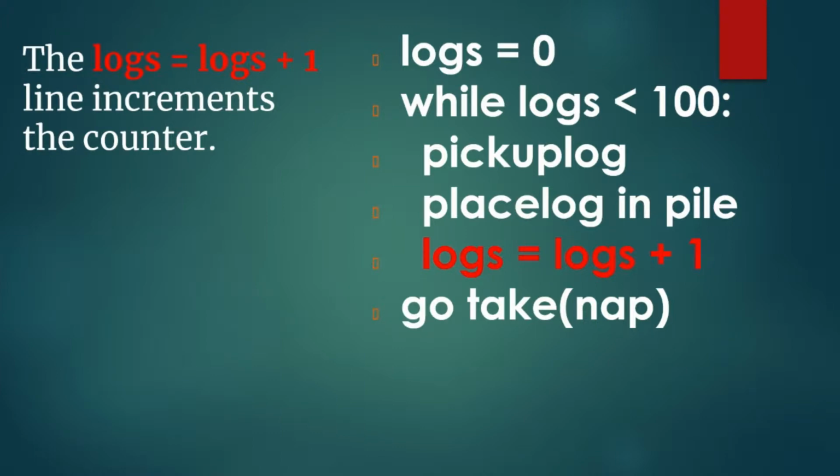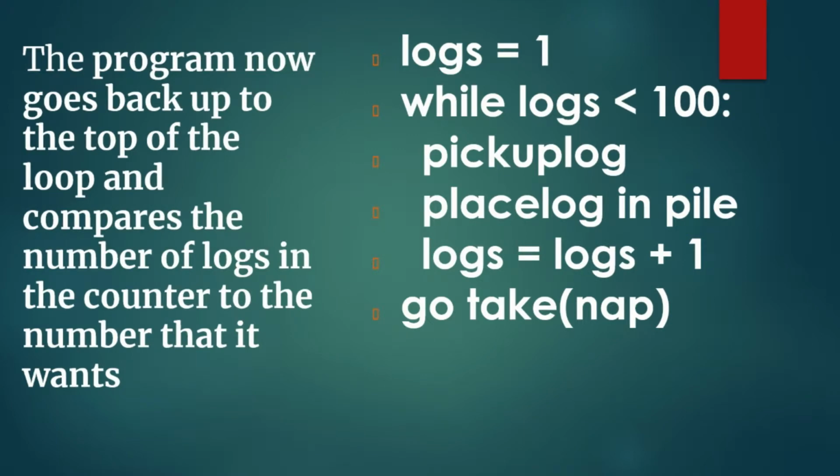We come back to this while, okay, that's less than 100. So we're going to pick up our log, place it in a pile, add it to our counter, and go back to the top. We're just going to keep repeating that over and over until this second line isn't true anymore. So this program now goes back up to the top of the loop and compares it to the number of logs in the counter. Now our logs is 1, so this loop is going to keep repeating.